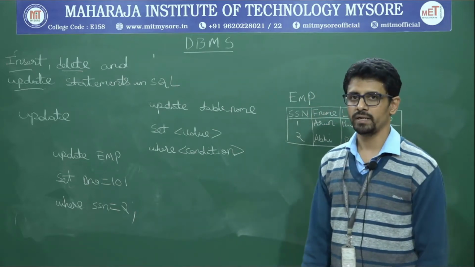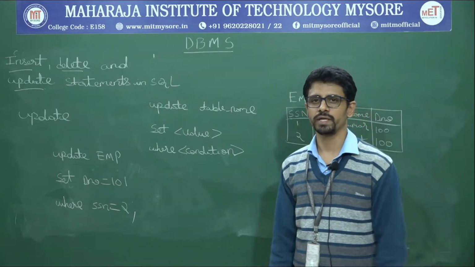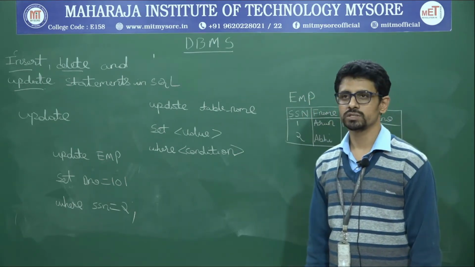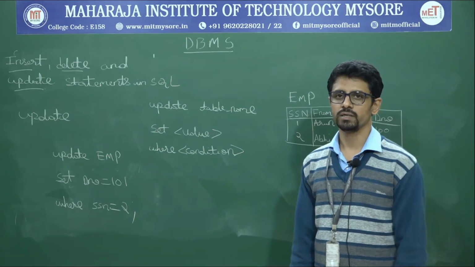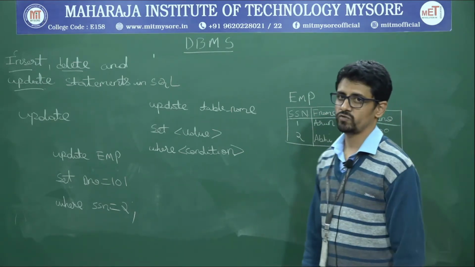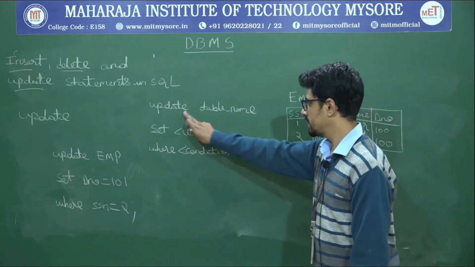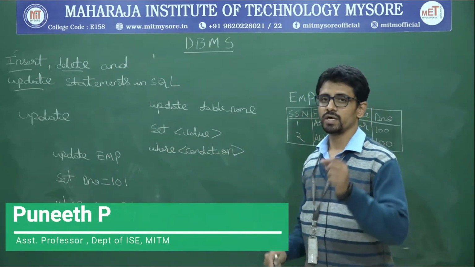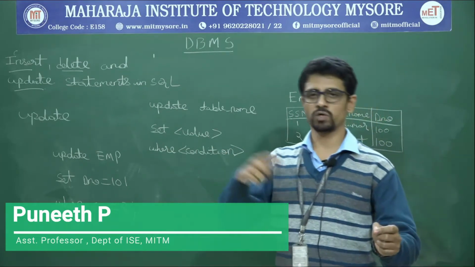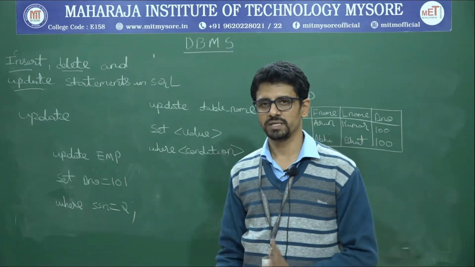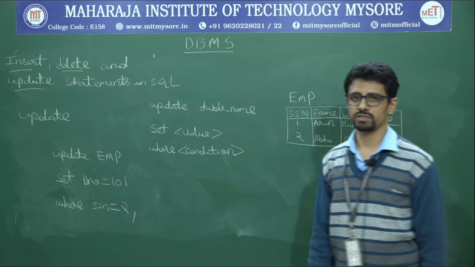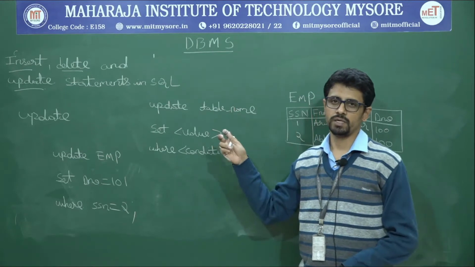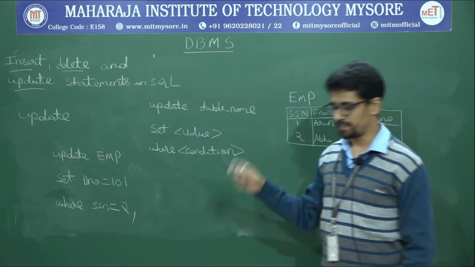So just now we saw the delete command. In the same way, for manipulation of a given table, you can use the update command also. The update command will modify the existing data in the table. The generalized syntax of the update command is as follows: update the table name, set the attribute equal to a value, meaning which attribute value you want to change to a new value has to be specified in the set clause, followed by the where clause, that is a condition, meaning in which row you want to set this value on which table. This is the generalized syntax of the update command.